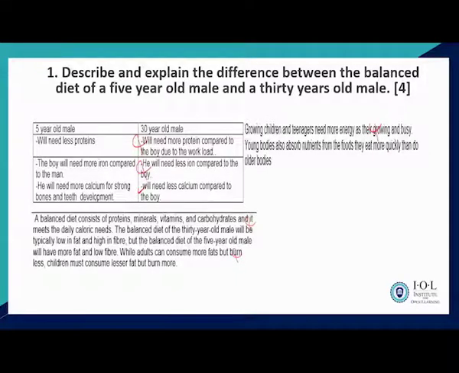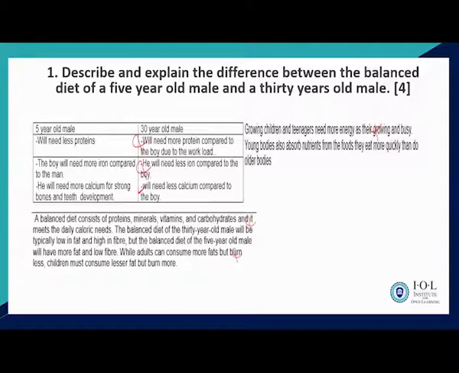A balanced diet of the 30-year-old male will be totally low in fat, high in fiber, but the balanced diet of the 5-year-old male will have more fat and low fiber. That's a description, but it didn't tell us why. While adults can consume more fat but burn less. So now you are saying both of them will need more.